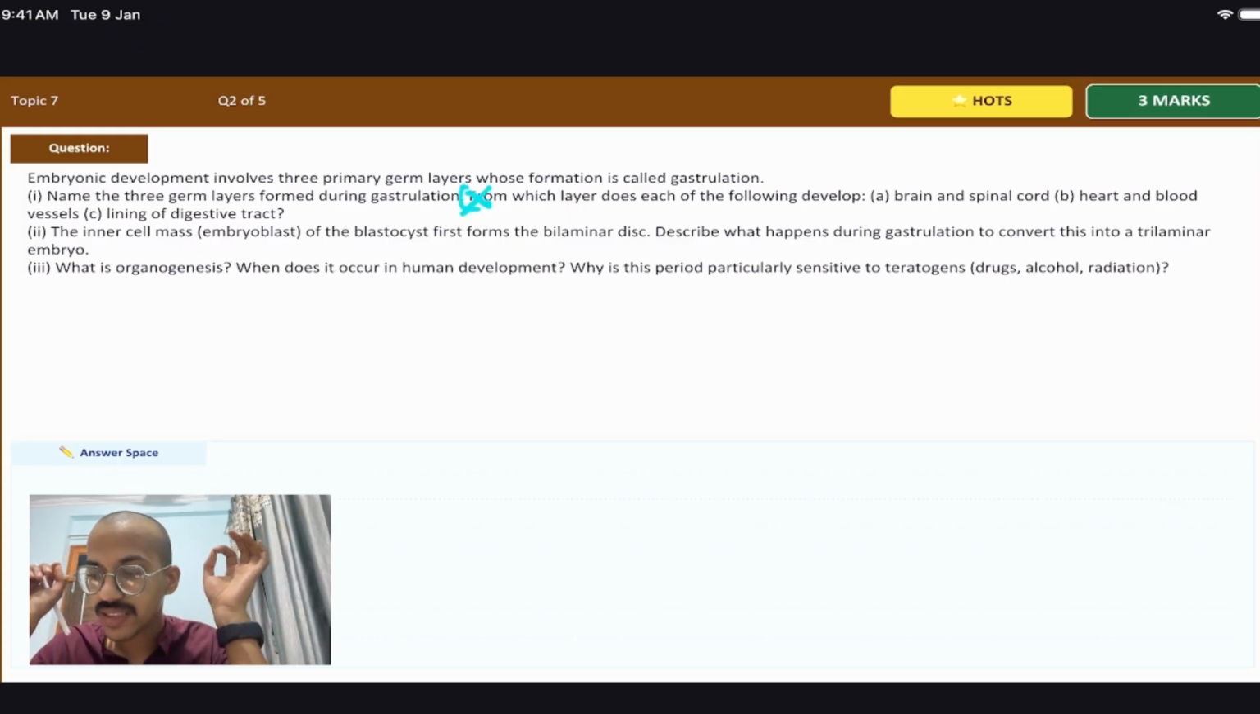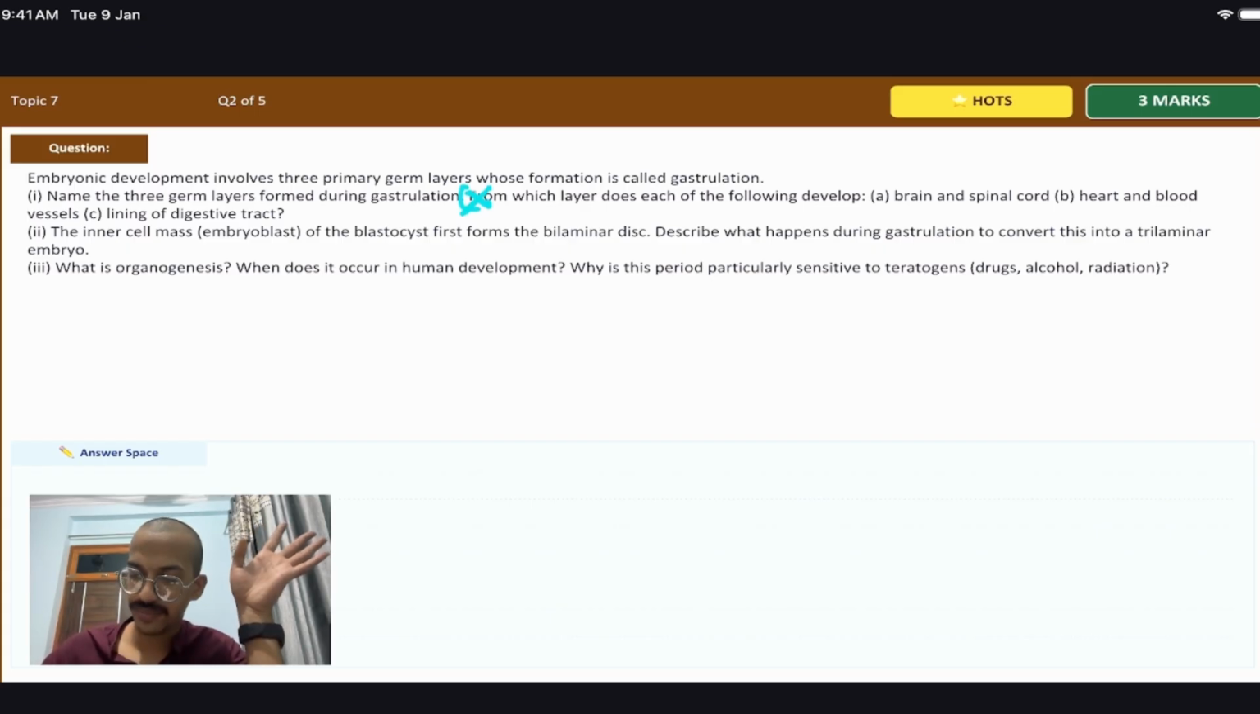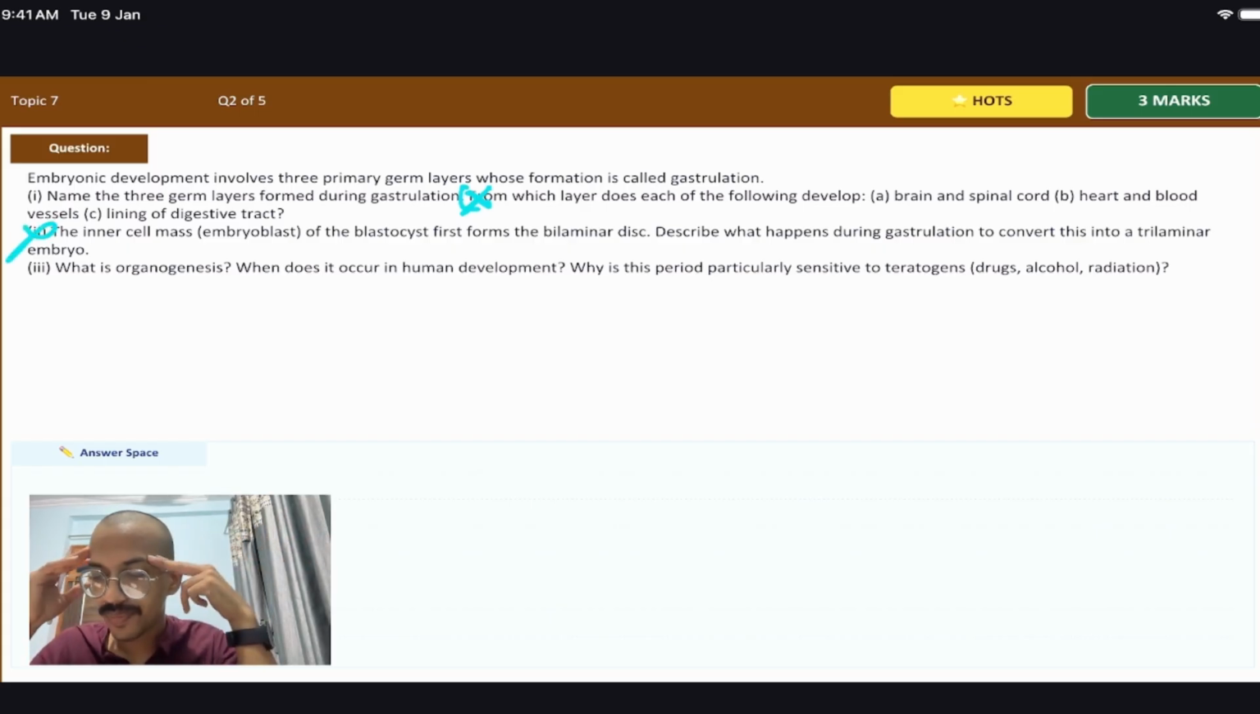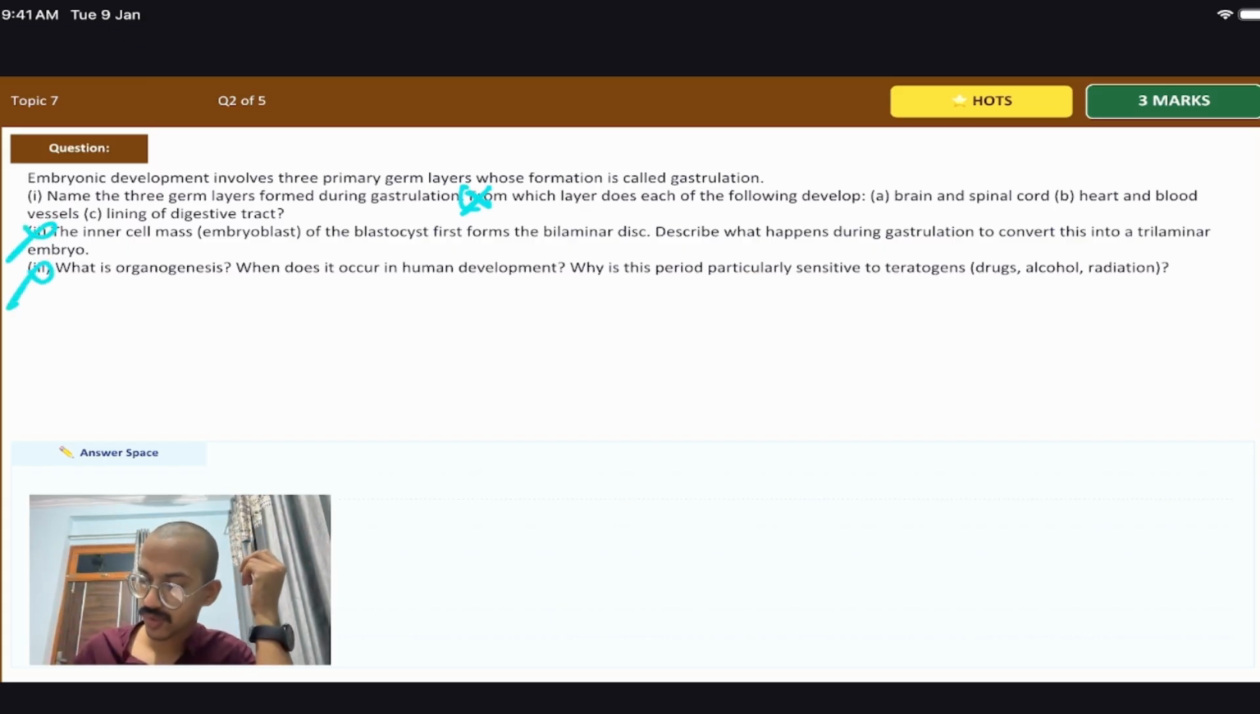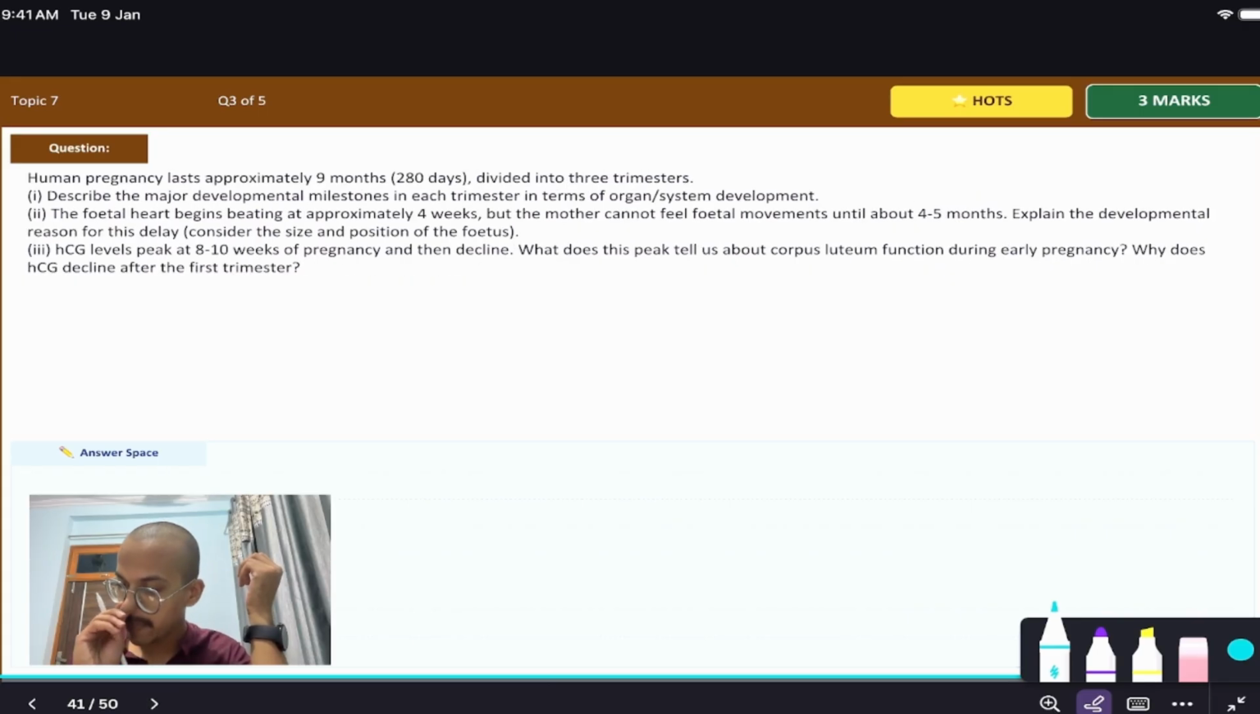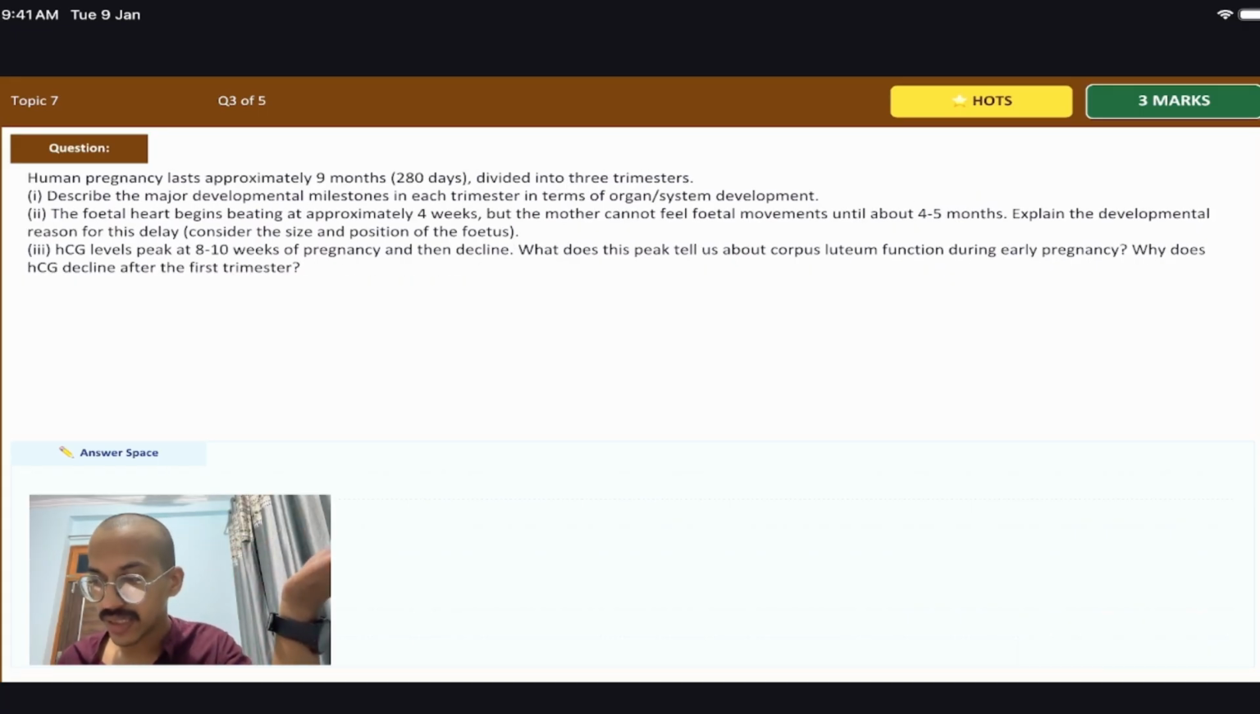The inner cell mass of the blastocyst first forms the bilaminar disc. Describe what happens during gastrulation to convert it into a trilaminar disc. No need, this is not at your NCERT level. Next comes: human pregnancy lasts approximately 9 months, divided into 3 trimesters. Describe the major developmental milestone in each trimester. This is directly a question from your NCERT paragraphs.